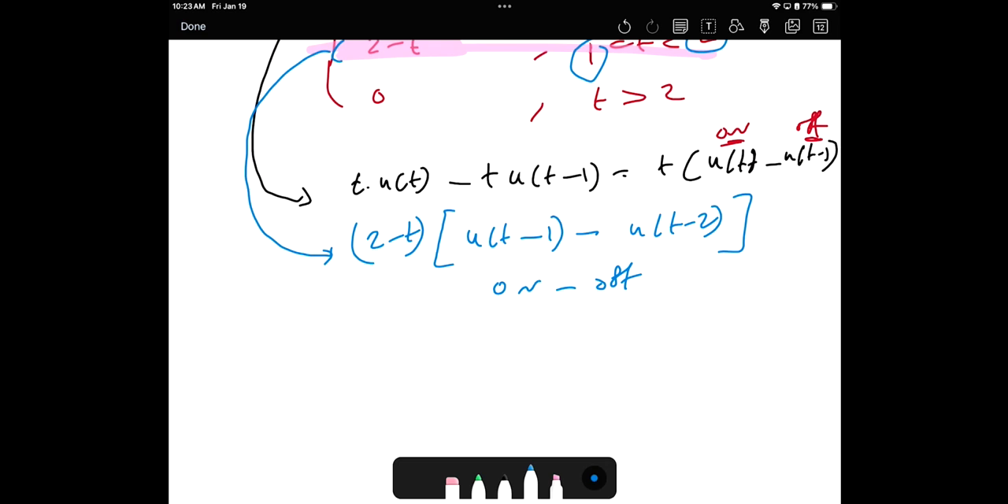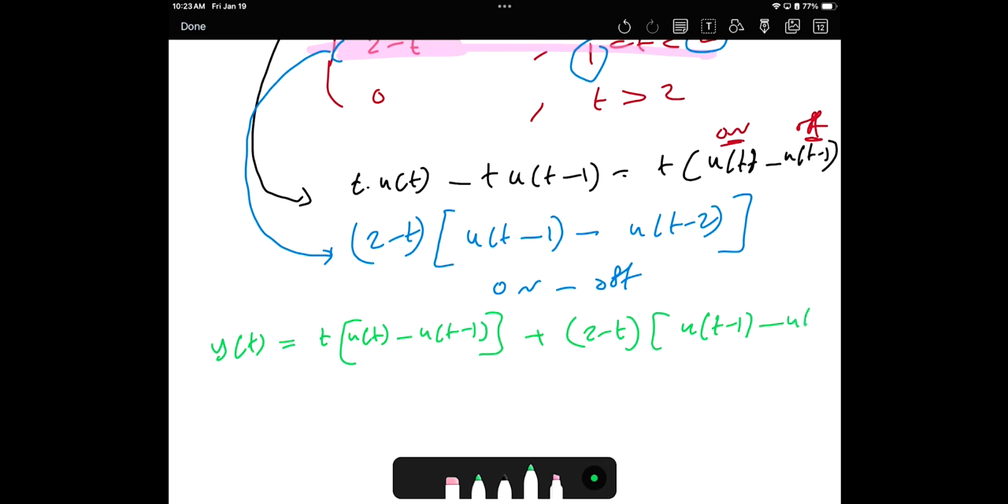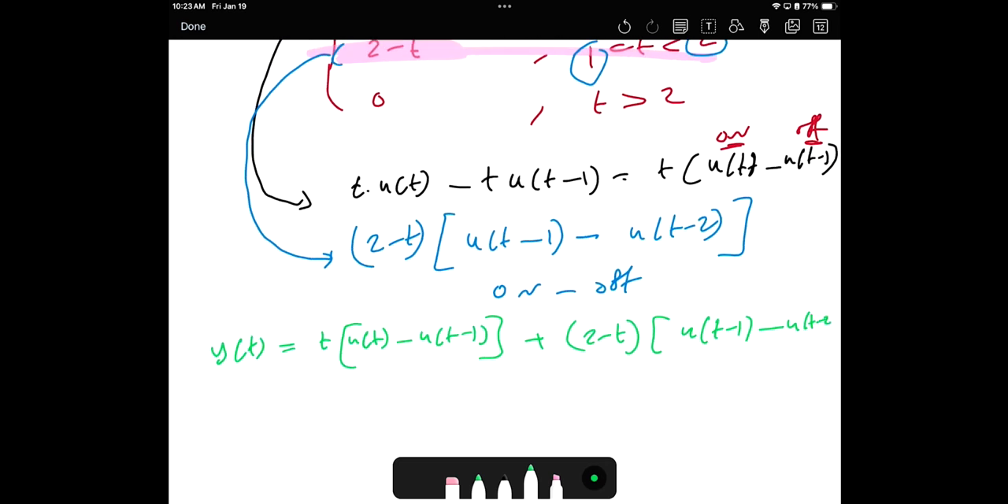Therefore, I will say the overall function y of t is actually adding these 2 equations. So it will be t u of t minus u of t minus 1, then plus 2 minus t u of t minus 1 minus u of t minus 2. Okay? Does this make sense? So this is the representation, the first representation based on u of t.